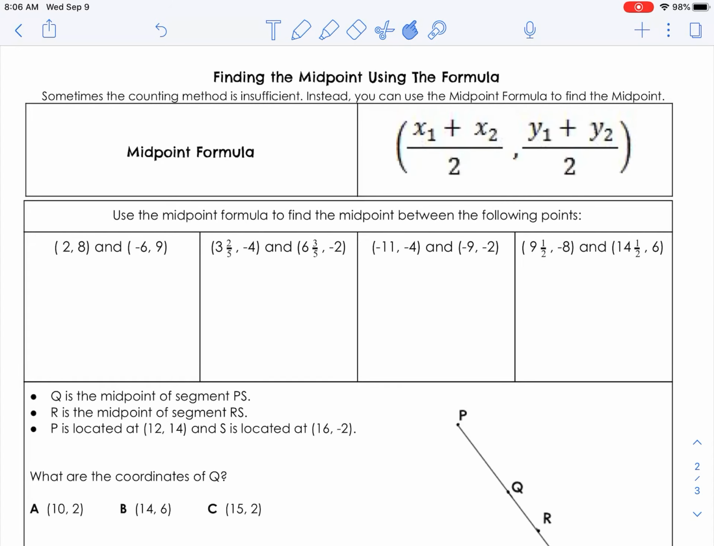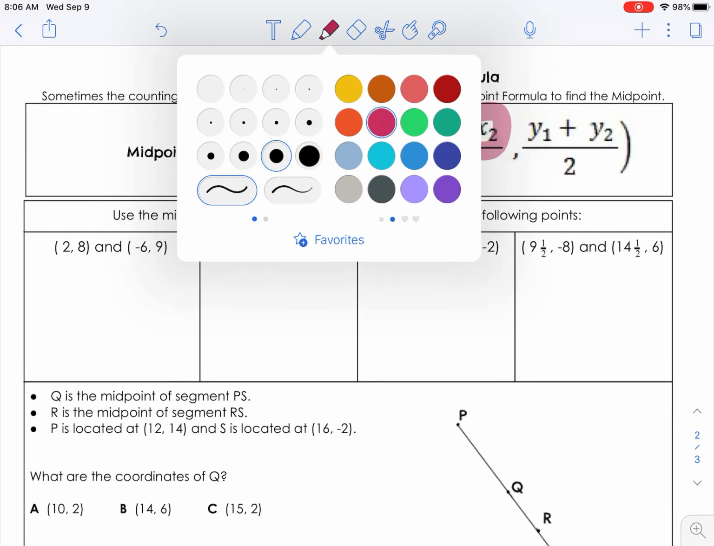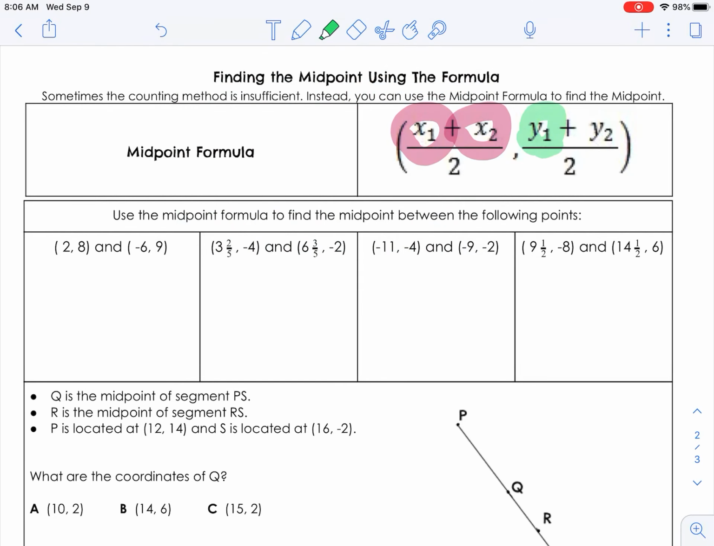All right, so the second method to finding the midpoint is my personal favorite, and that is when you want to add the x coordinates. So we'll do x, and then we're going to divide that by 2 because we want to find the halfway point. And then we'll do the same thing with the y's. We'll add the 2 y coordinates and we'll divide by 2 to find the halfway point.